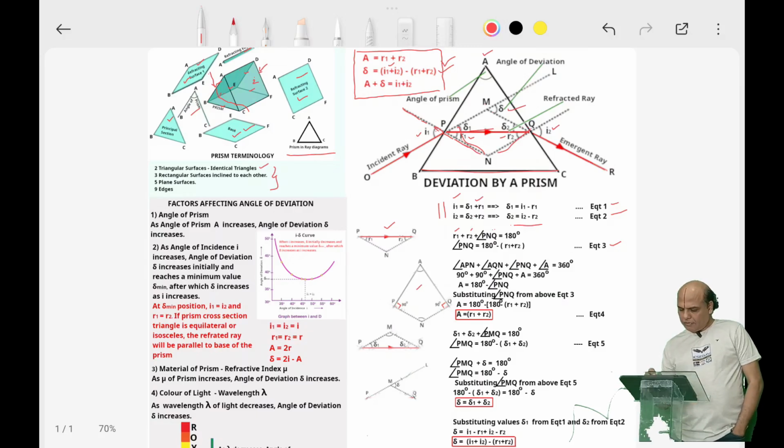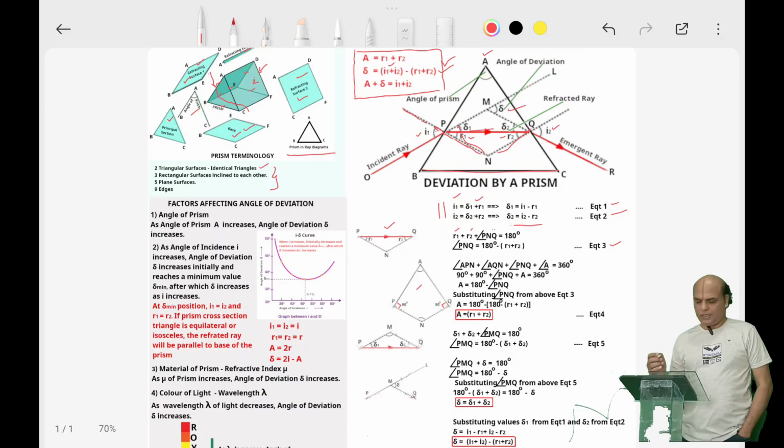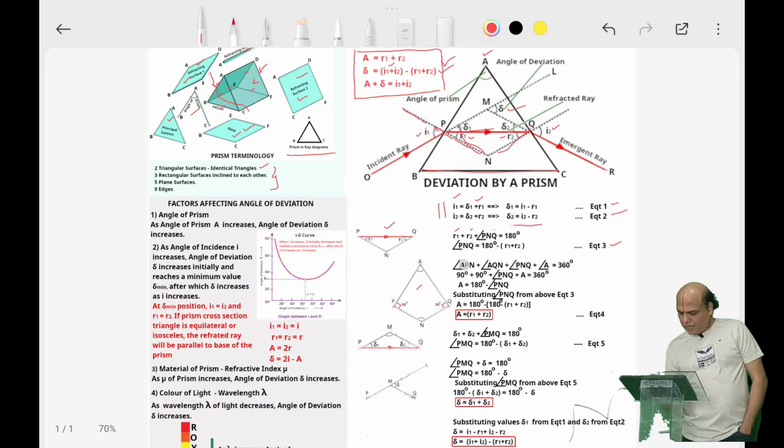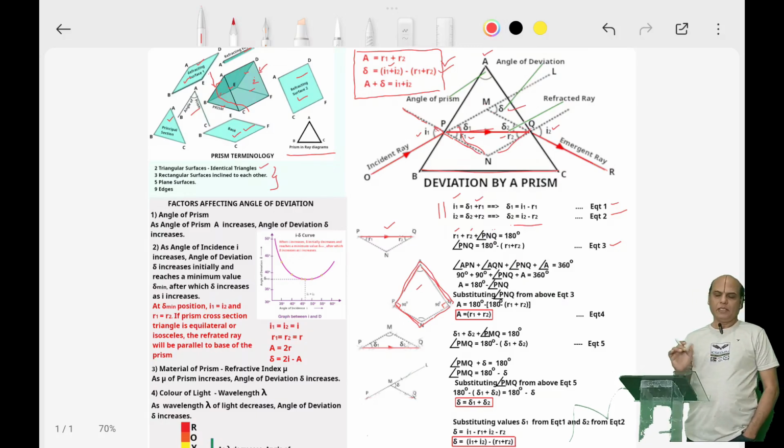Okay. Now consider the quadrilateral PAQN. I have projected it here. The sum of all the four angles in a quadrilateral is 360. That means angle APN plus angle AQN plus angle APQ plus angle PQN should equal 360. It is the property of any quadrilateral. The sum of all the angles will be 360.